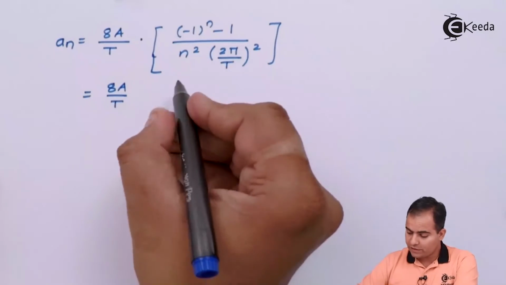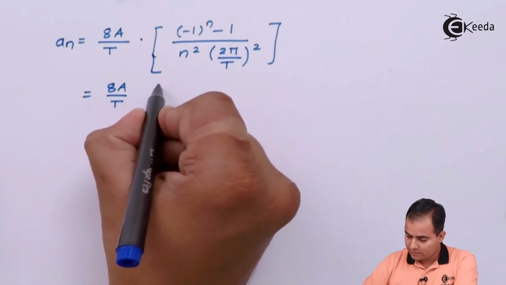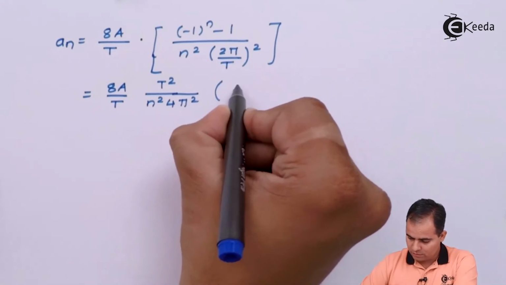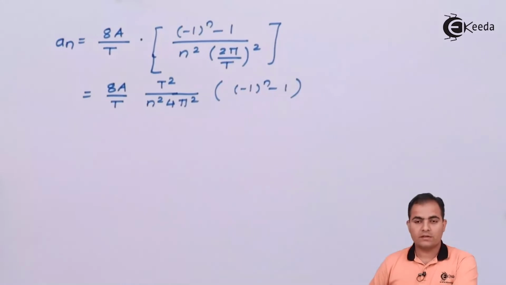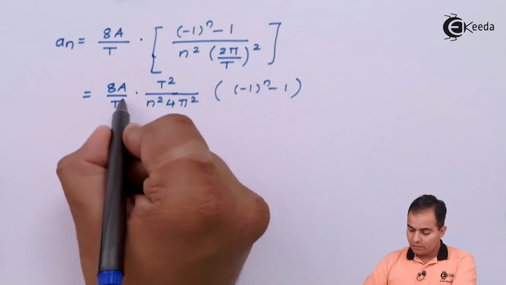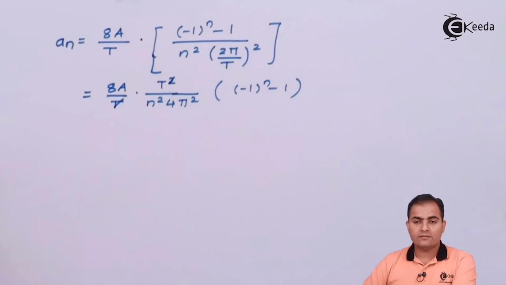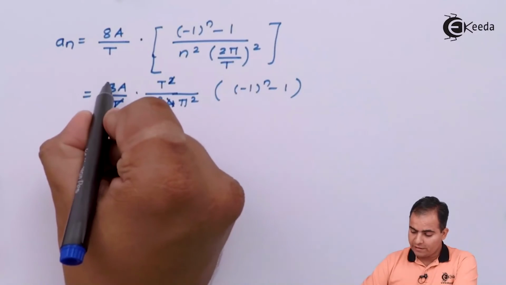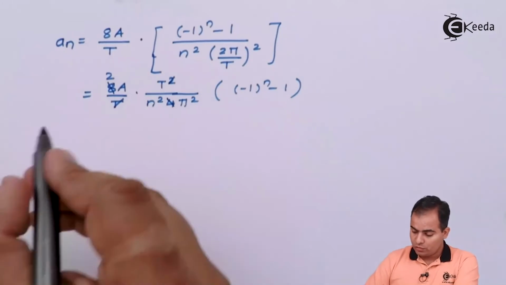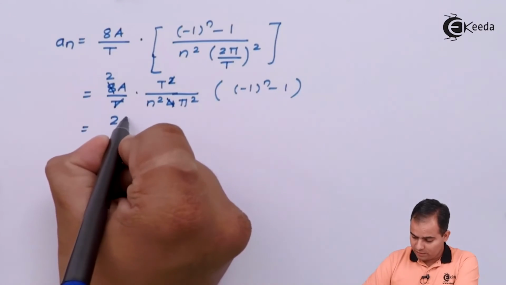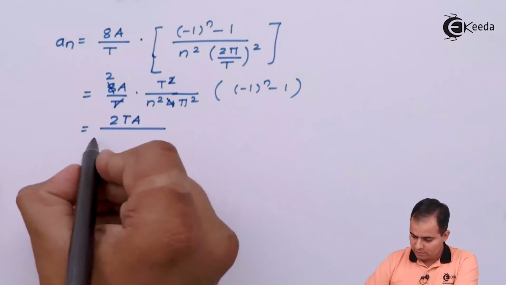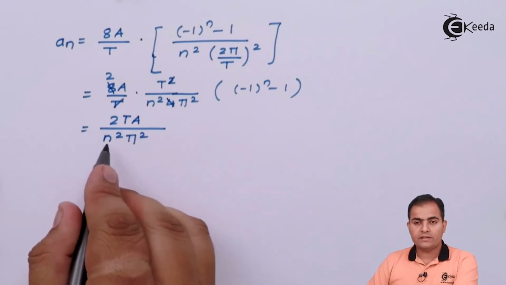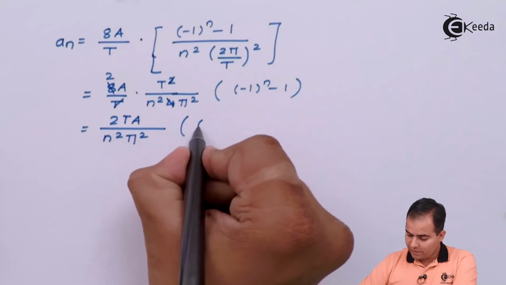So I can write this equation like this. Now, a single T will get cancelled, so we will have one T in the numerator, and if I divide this 8 by 4, you will get 2. So my answer will be 2 T A upon n square pi square, and in the bracket we will write the remaining term.